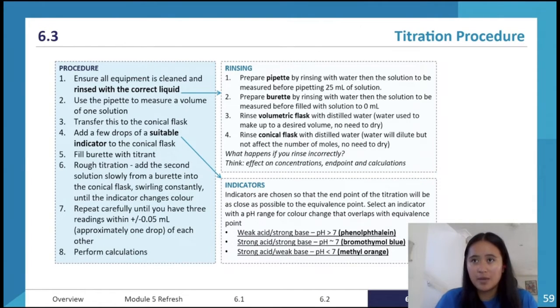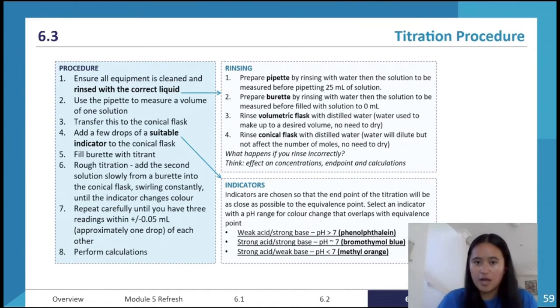So to prepare a pipette, you need to rinse with water, and then you need to rinse with the solution that you will be pipetting. You can't just rinse it with water because then it will change the concentration if there are water droplets still stuck. Then you need to rinse the burette, and you rinse it with water and then the solution that's going to fill the burette. Then you rinse the volumetric flask with just distilled water, and then you rinse the conical flask with just distilled water.